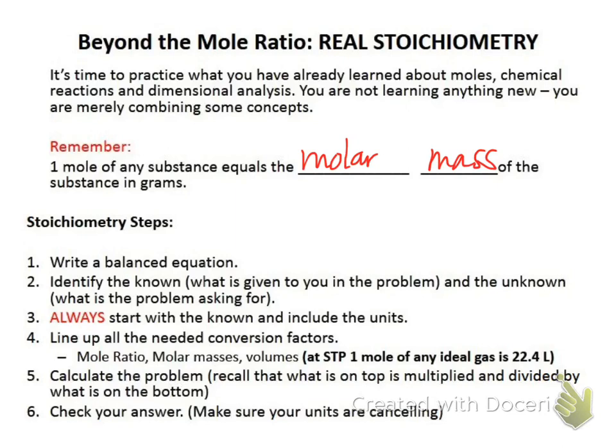We add up the atomic masses that are in the compound. Okay. So first of all, write the balanced equation. Identify your known and your unknown, and then you're going to start with always your known. And then mole ratio, we're going to need that. We're going to need molar masses, and then sometimes we'll need volumes.